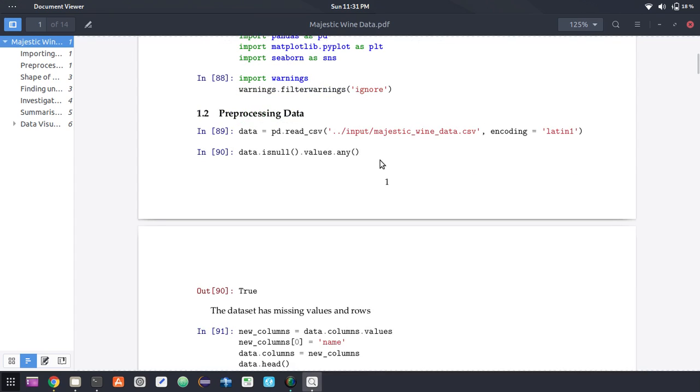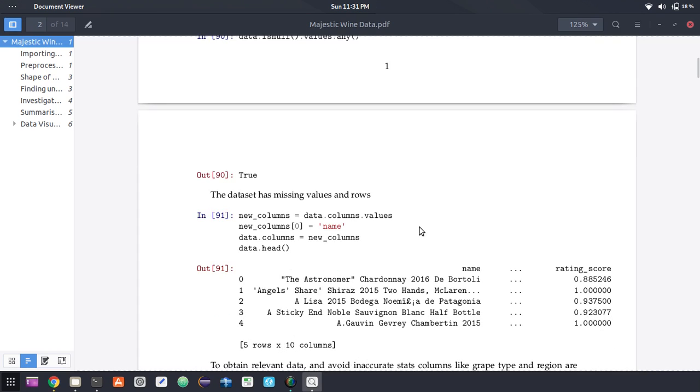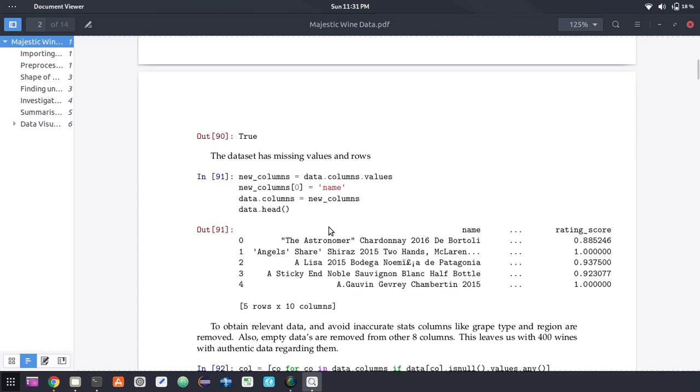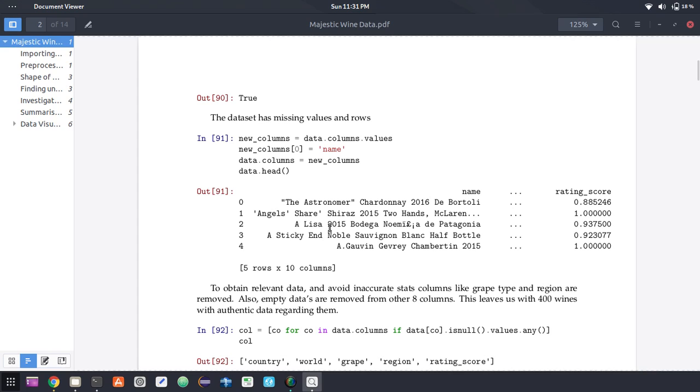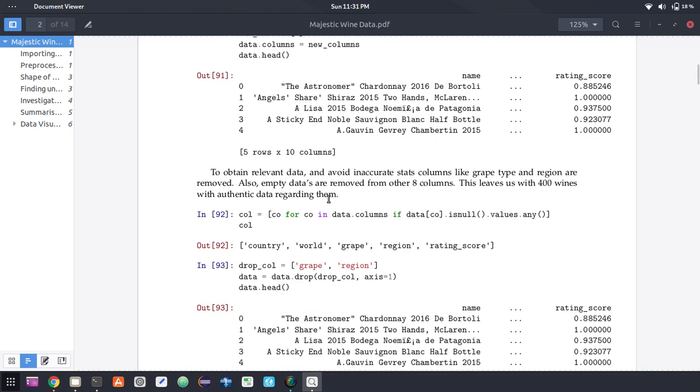So first of all, we have to pre-process the data so that the data could become as relevant as it can possibly be. So we have firstly checked if there are any null values in the data, so this is true. So we have missing values in rows in the data. Then this is the head of the data, the first 5 entries.